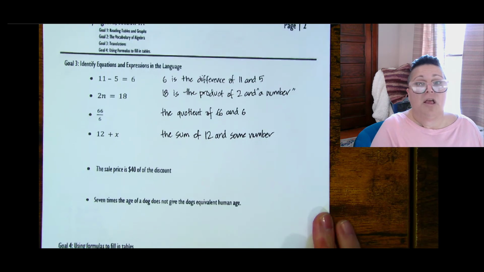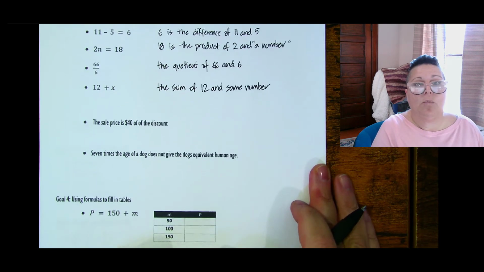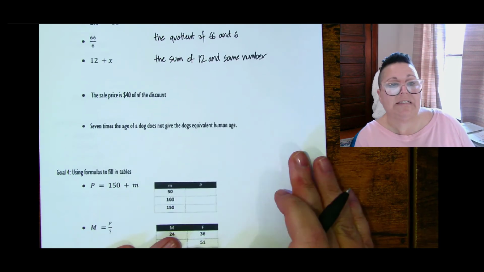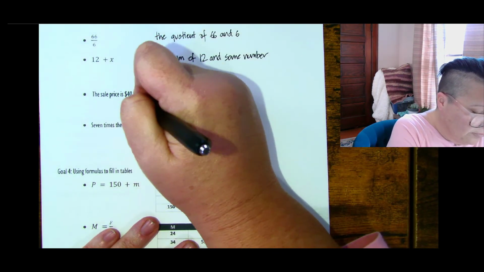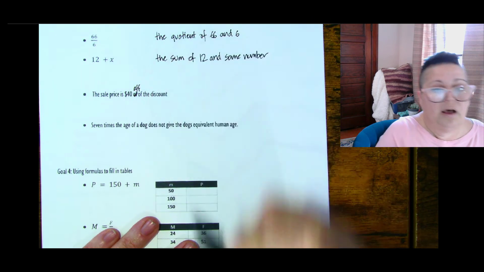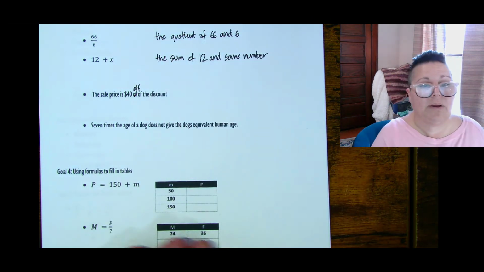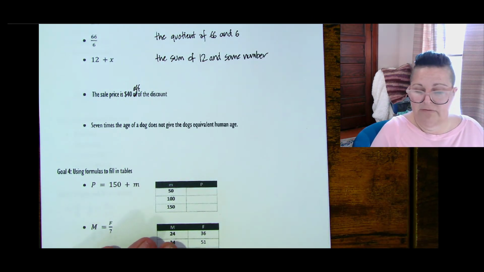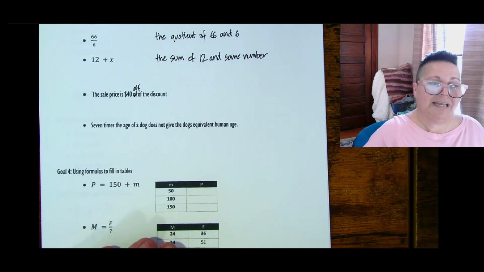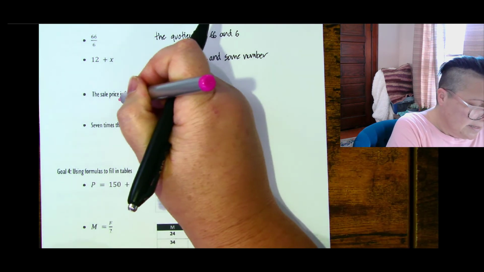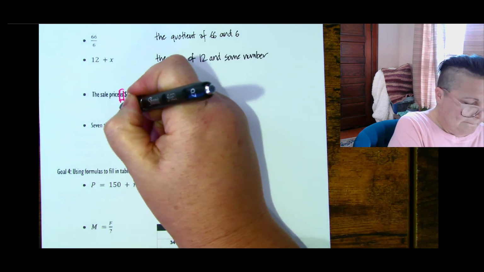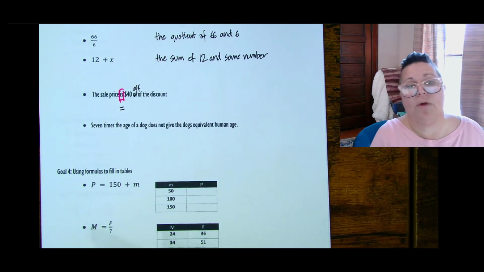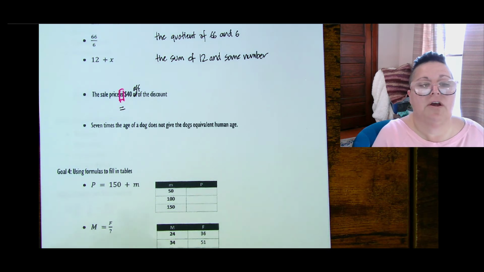All right. You will also be expected to do this with the language of the actual sentences. The sale price is $40 off of the discount. You see the word is. Because is in there, I know there is an equal sign. The sale price is, or equals, $40 off of the discount.